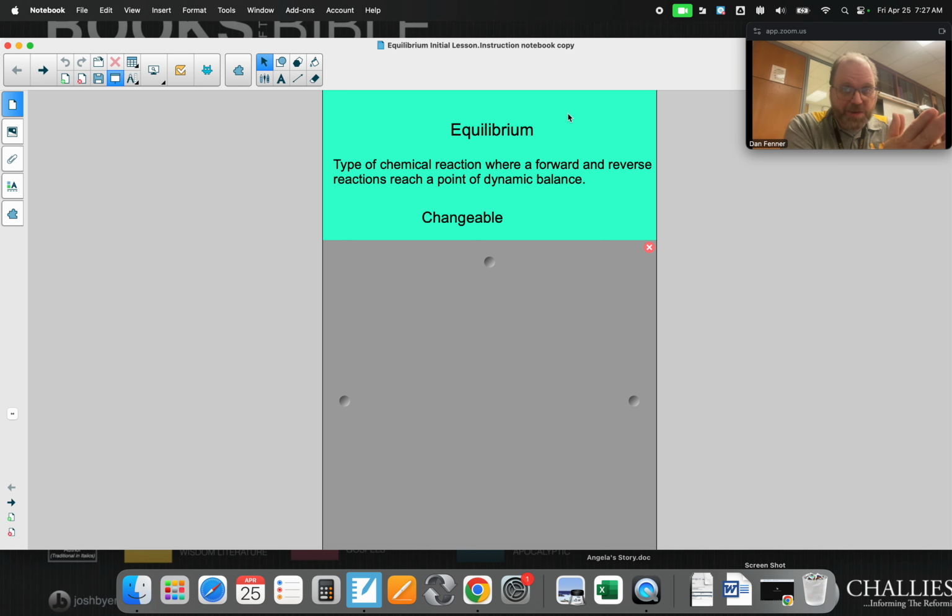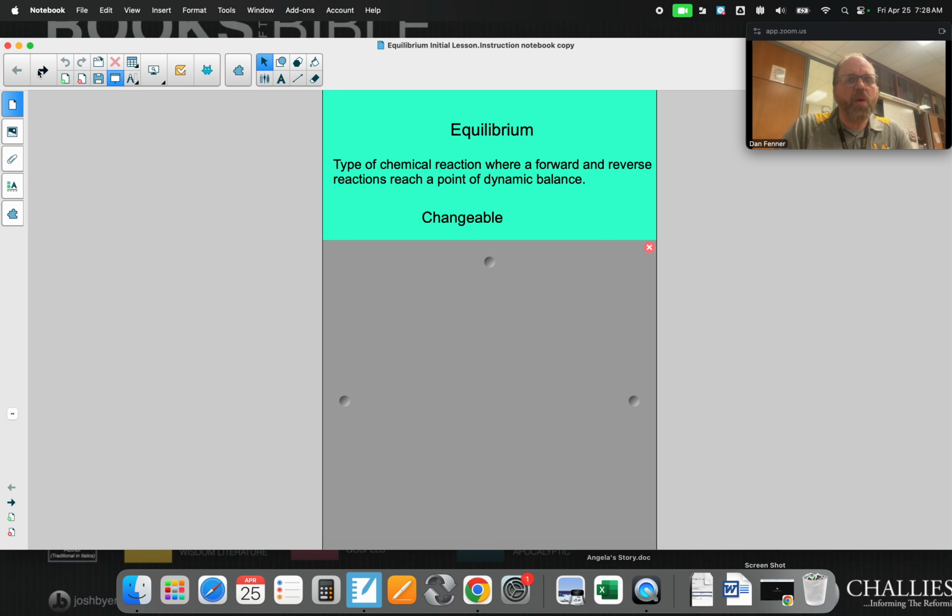And I really had to cut this down a lot. This used to be an entire section all by itself. We would do all kinds of problems, but we're just going to show you the first one and then focus on the second concept. So equilibrium is a type of reaction where a forward and reverse reaction reach a point of dynamic balance. Now that word dynamic means changeable. It doesn't always stay the same. Where it balances out can change based on the circumstances involved.